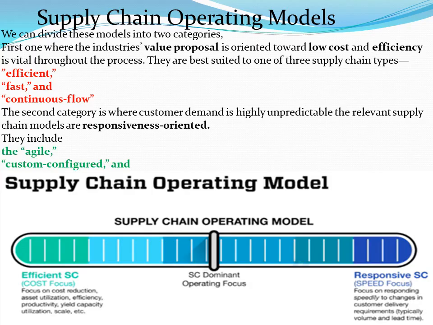For better understanding of these models, we can divide them into two categories according to their emphasis. The first is where the industry's value proposal is oriented toward low cost and efficiency is vital throughout the process. They are best suited to one of three supply chain types: efficient, fast, and continuous flow. The second category is where customer demand is highly unpredictable. The relevant supply chain models are responsiveness-oriented. They include the Agile, custom-configured, and flexible models. Now let's discuss them one by one.